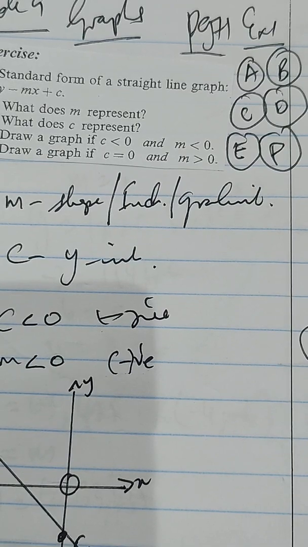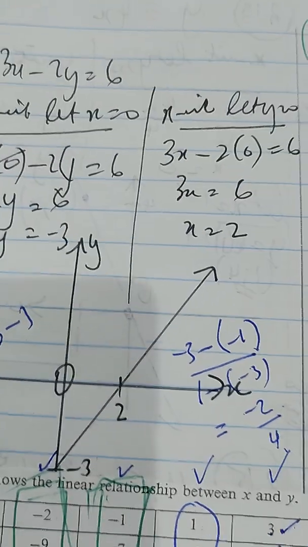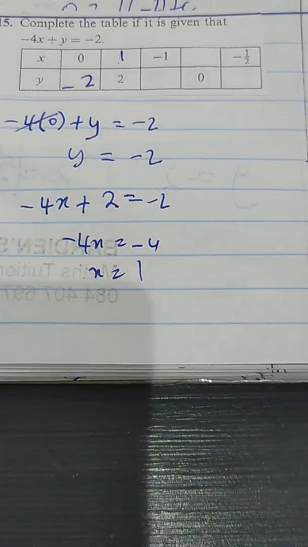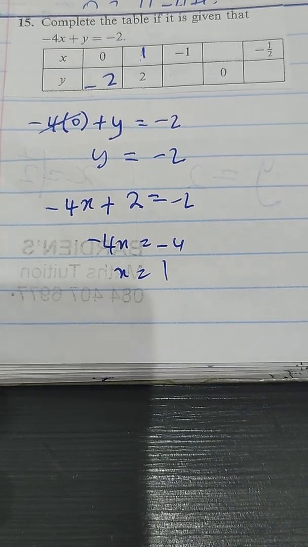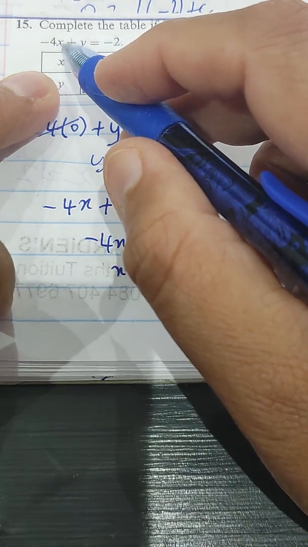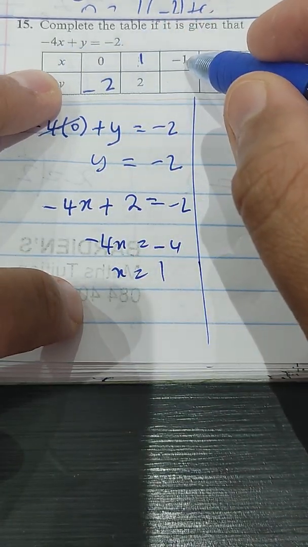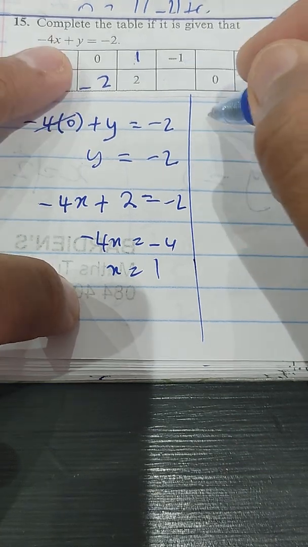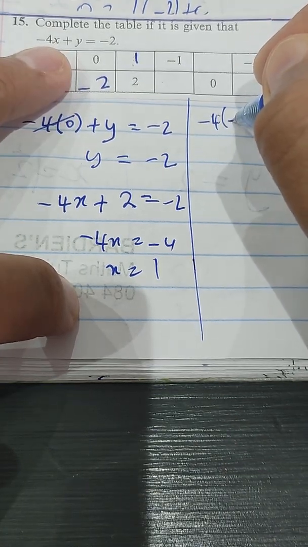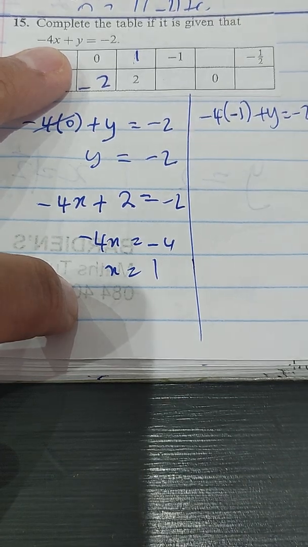Okay, now we're at the sixth video of exercise 1 on page 71. At this point we're looking at completing the table given a formula. So here the formula is negative 4x plus y is equal to negative 2, so I'm going to substitute negative 1 for your x. So you've got negative 4 times negative 1 plus y is equal to negative 2.